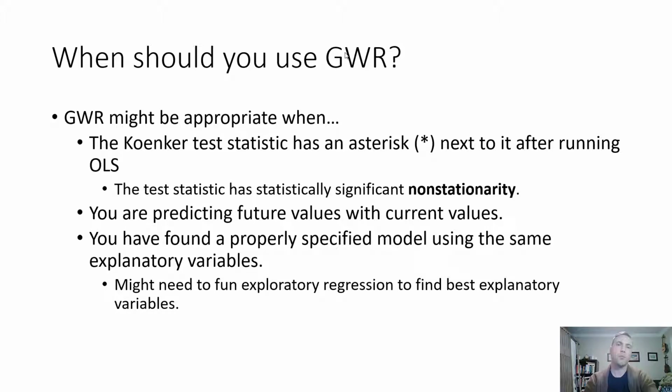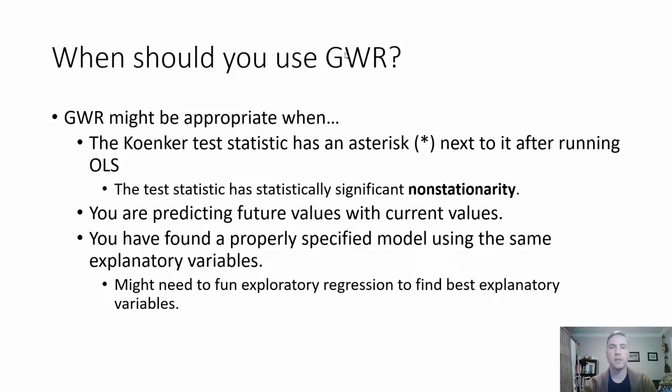So GWR might be appropriate when the Concord test statistic has an asterisk. The Concord test is one of the tests that runs in OLS. You look for the asterisk to indicate statistical significance. So always look for the asterisk anytime you run regression analysis, right? The Concord test statistic has an asterisk next to it after running OLS.